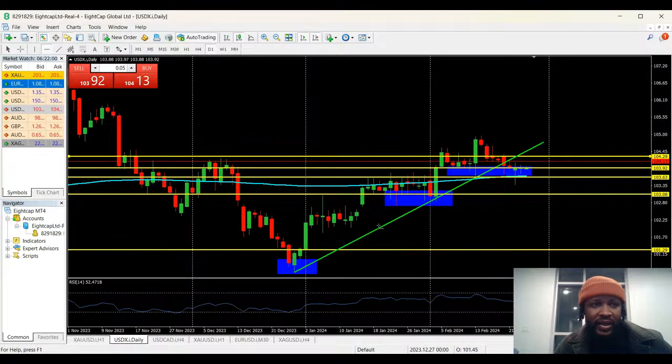I don't like adding too many lines, to be honest. I'm actually going to remove some because I want to go base of structure, right? I'm just going to leave this right here. This is where we're at right now, right?